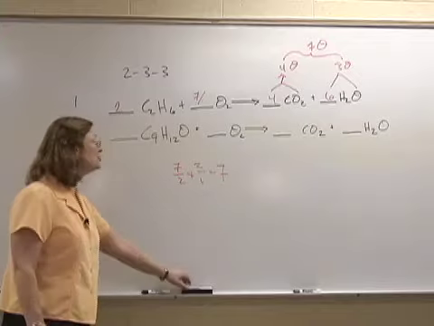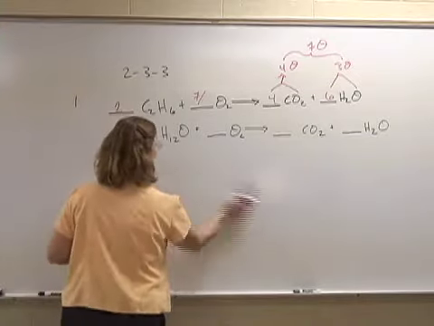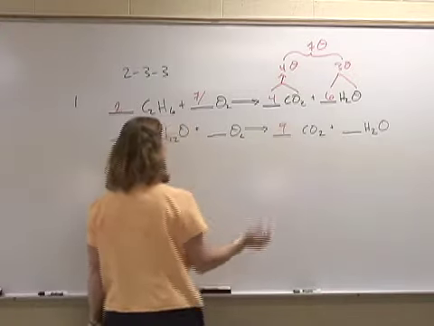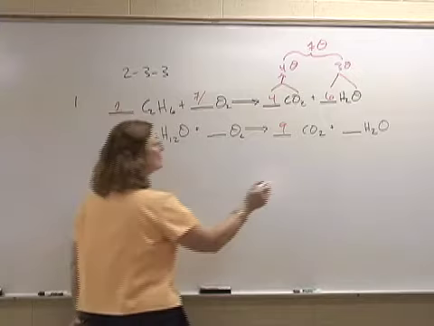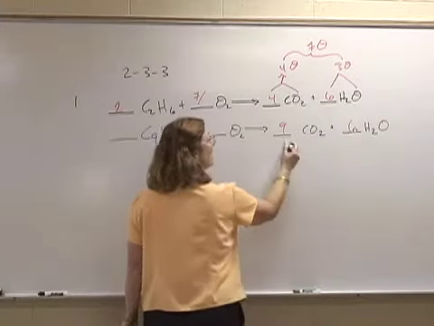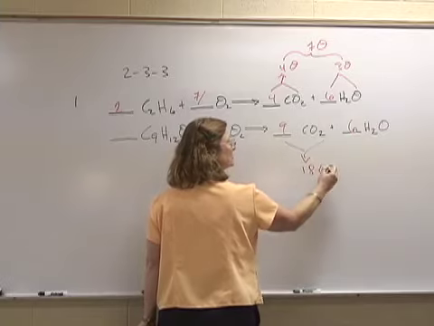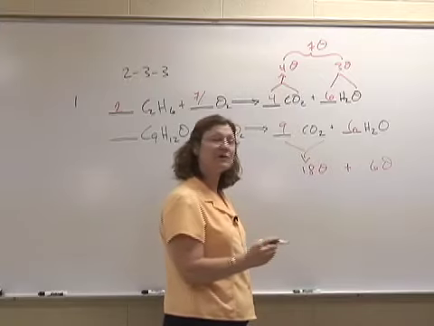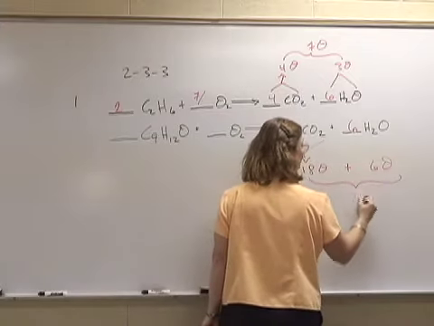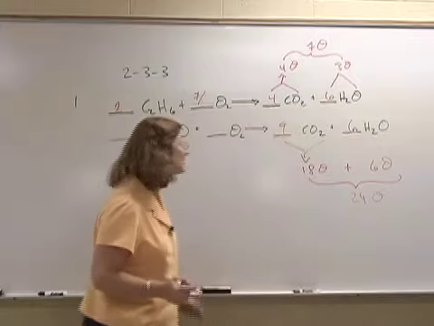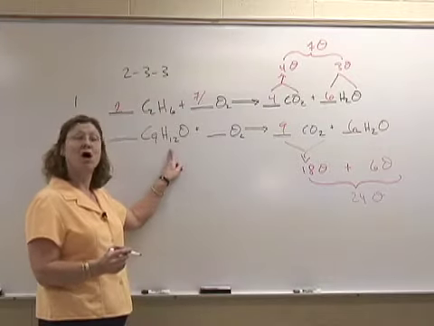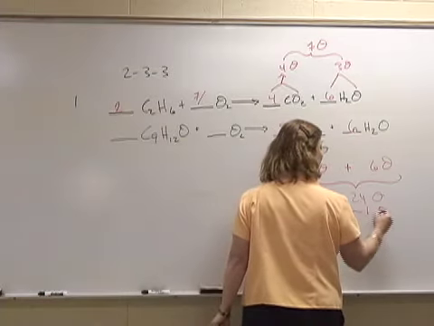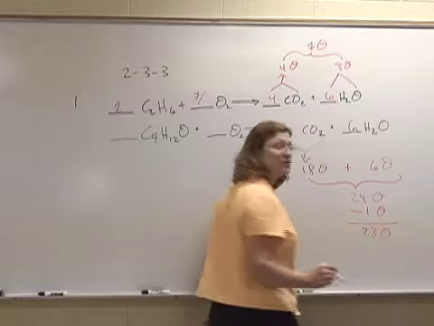In the second one, I do it in a similar manner. I have 9 carbons here, so I'll put a 9 here. I have 12 hydrogens. That means 6 waters. Now this gives me 18 oxygens, and I have 6 oxygens here, a total of 24. However, I must consider that this carbon compound also had an oxygen. So I must subtract my 1 oxygen to leave me with 23 oxygens.